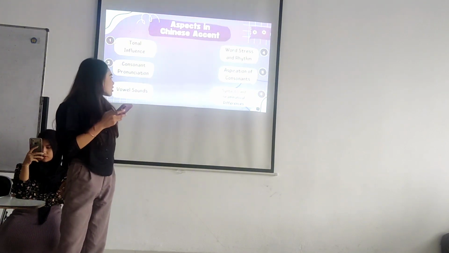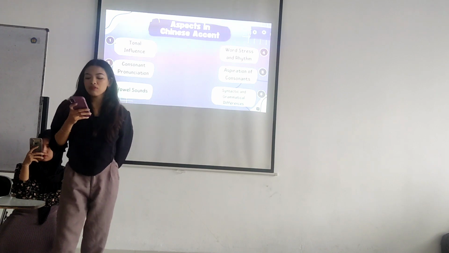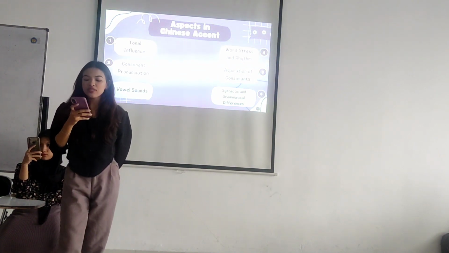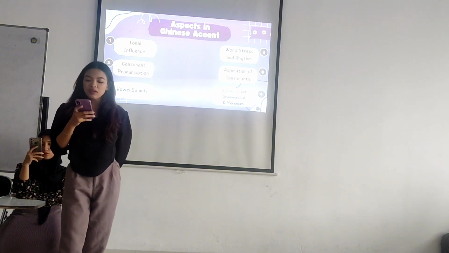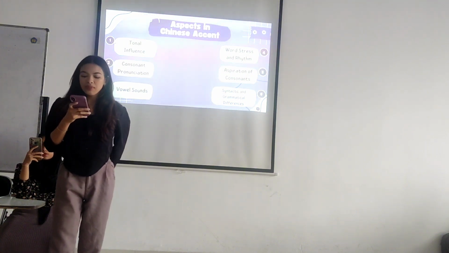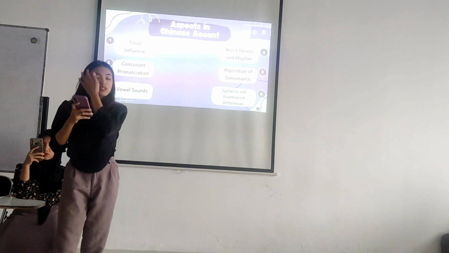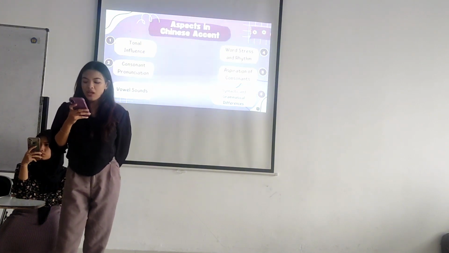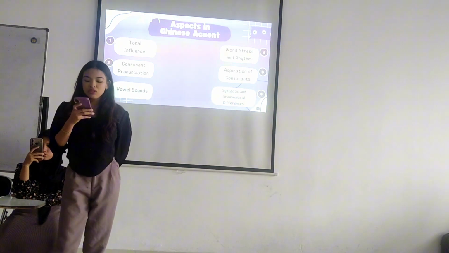And the last one is syntactic and grammatical differences. Chinese languages have different sentence structures and word order compared to English. Chinese speakers might unintentionally follow Chinese syntactic patterns when speaking English, leading to variation in sentence construction.